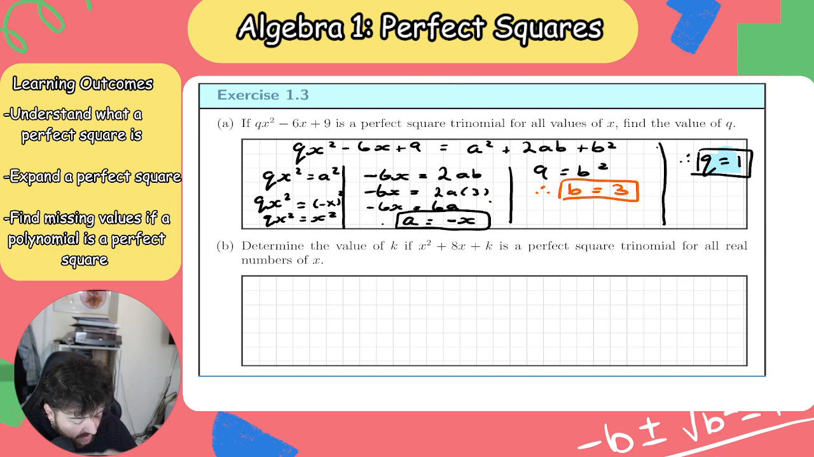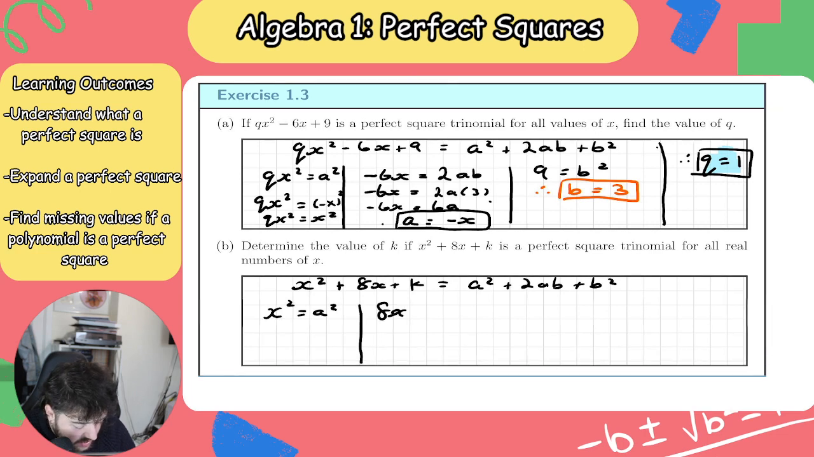Determine the value of k in x squared plus 8x plus k so that it is a perfect square trinomial for all real numbers x. So we need to find out what k is. So again, let's just use our formula. So x squared plus 8x plus k is going to be equal to a squared plus 2ab plus b squared. Equate coefficients. So x squared is equal to a squared, 8x is equal to 2ab, and k is equal to b squared.